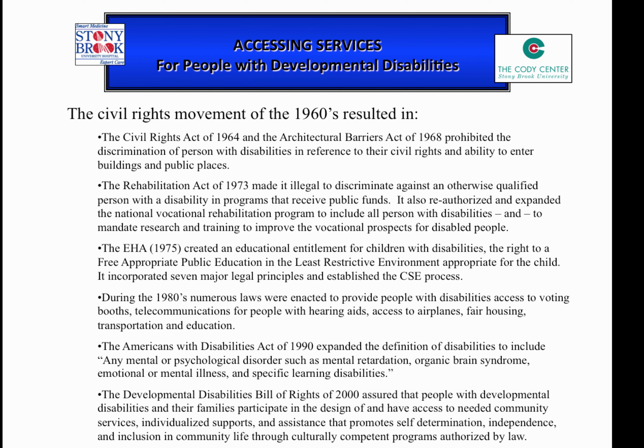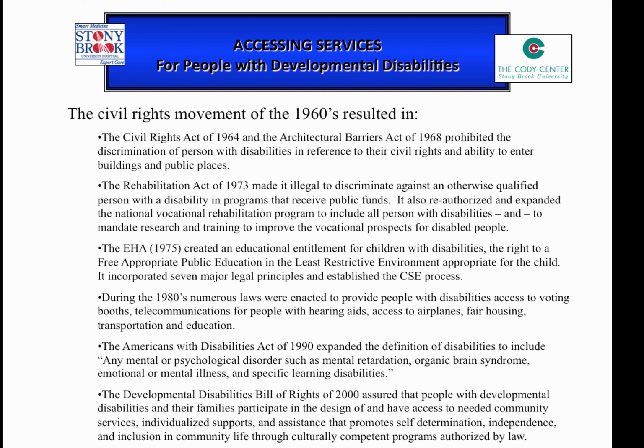Similarly, the Rehabilitation Act of 1973 made it illegal to discriminate against an otherwise qualified person with a disability in programs or places that receive public funds. It also reauthorized and expanded the National Vocational Rehabilitation Program to include all persons with disabilities and to mandate research and training to improve the vocational prospects for people with disabilities.